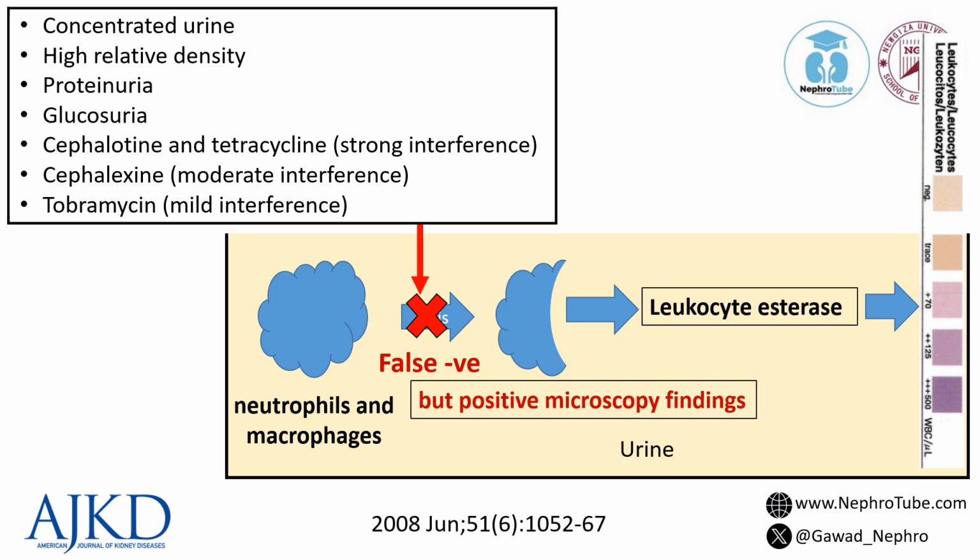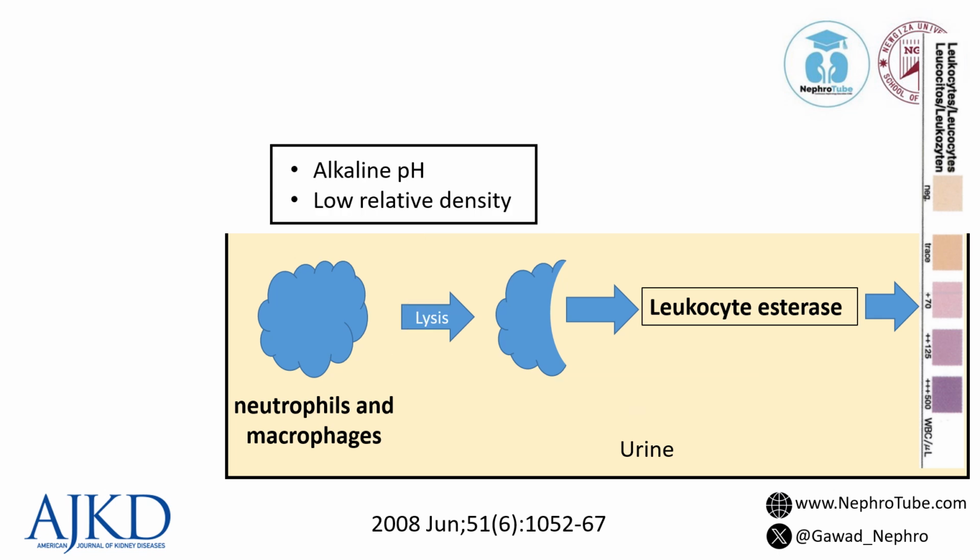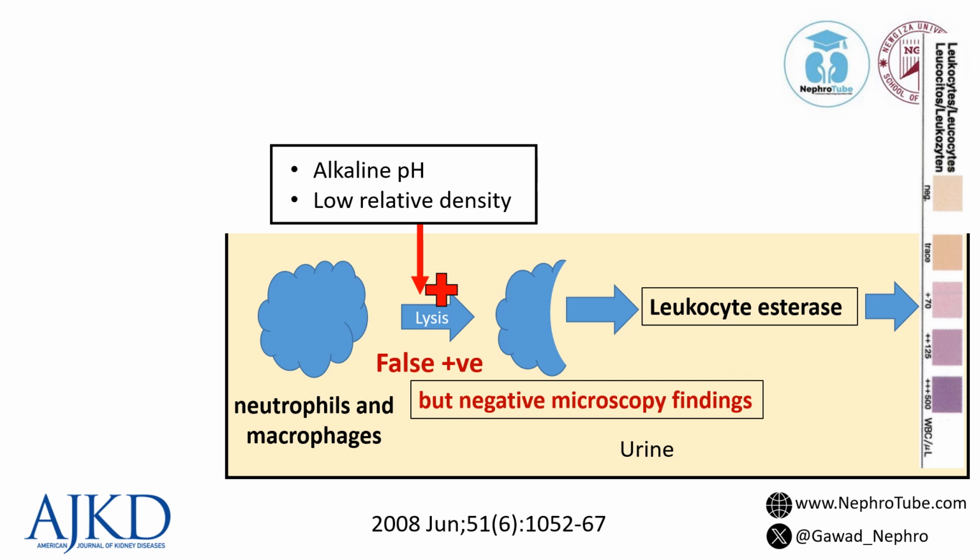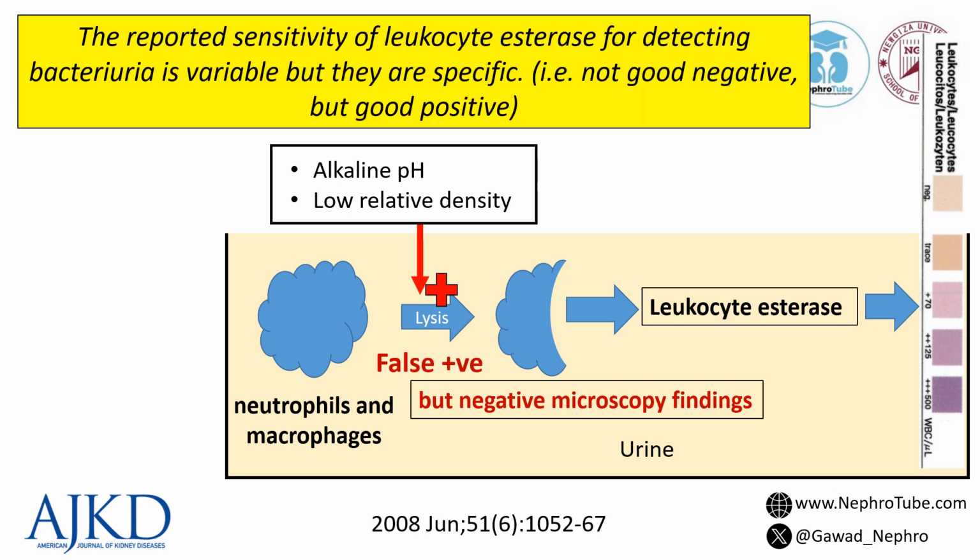Also, there are other factors. Factors such as alkaline pH and low relative density may stimulate more release of leukocyte esterase than normal, giving false positive results. But in these cases, you will find negative microscopy findings. Microscopy will exclude the presence of urinary tract infection. But in general, the reported sensitivity of leukocyte esterase for detecting bacteriuria is variable, but it is specific. Leukocyte esterase is specific. It is not good at ruling out, but good at ruling in.